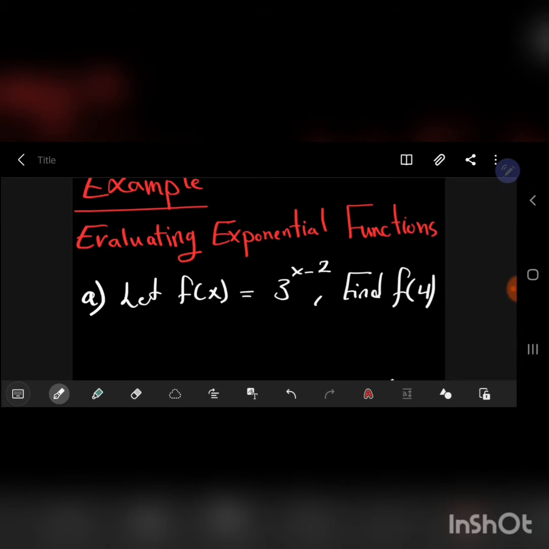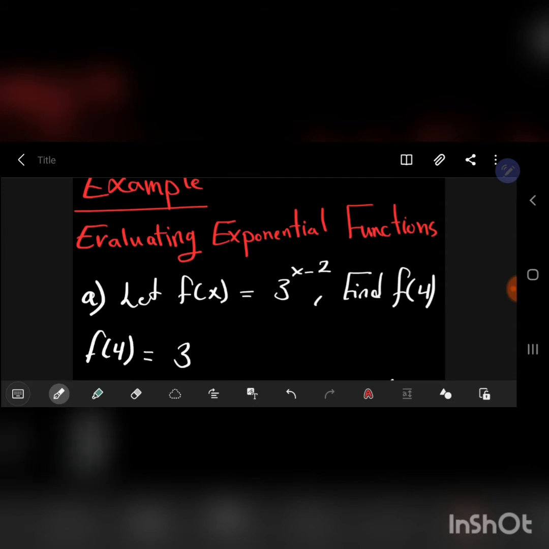So f of 4 equal to 3 to the power. Instead of x, I will put 4. 3 to the power 4 minus 2. Okay? Instead of x, I put 4. So it's 3 to the power 4 minus 2.